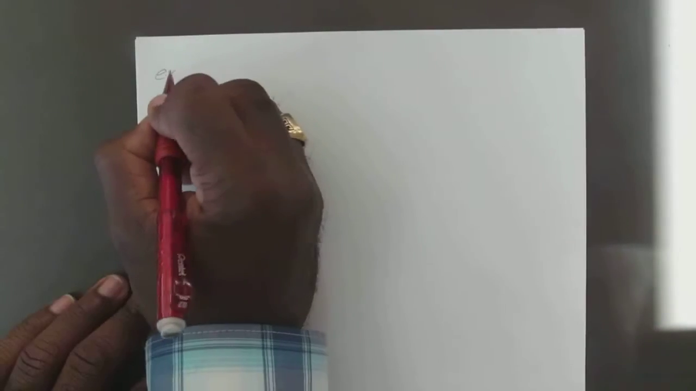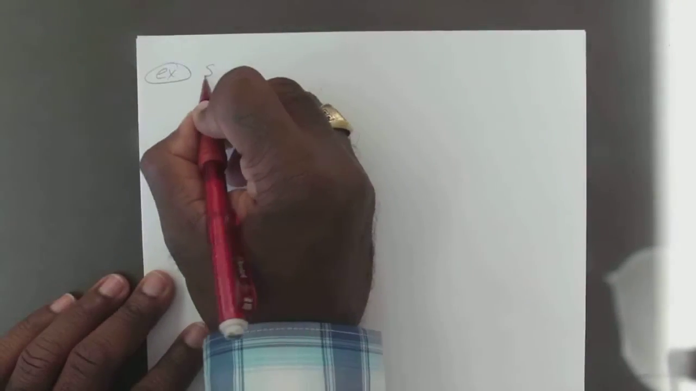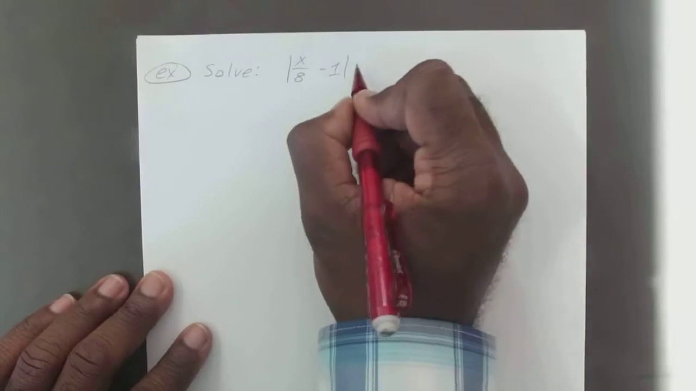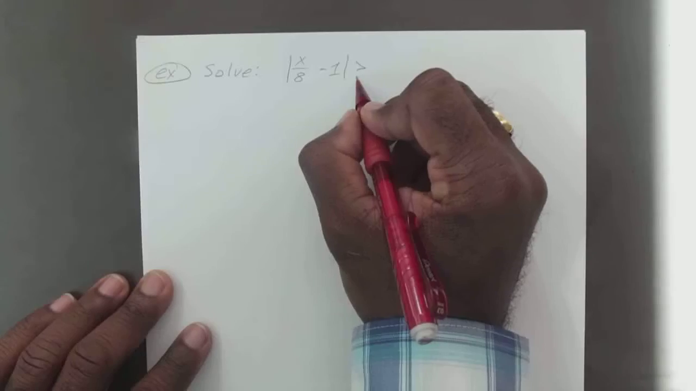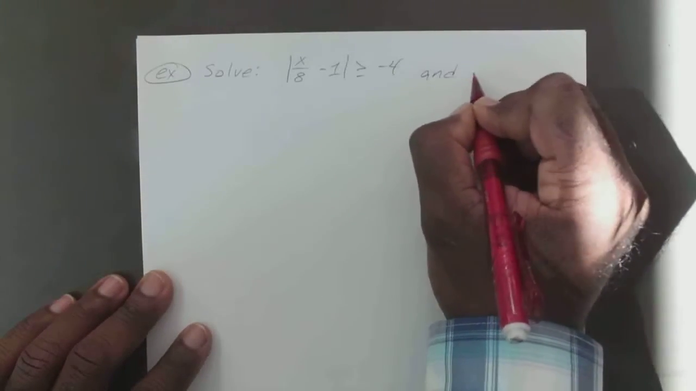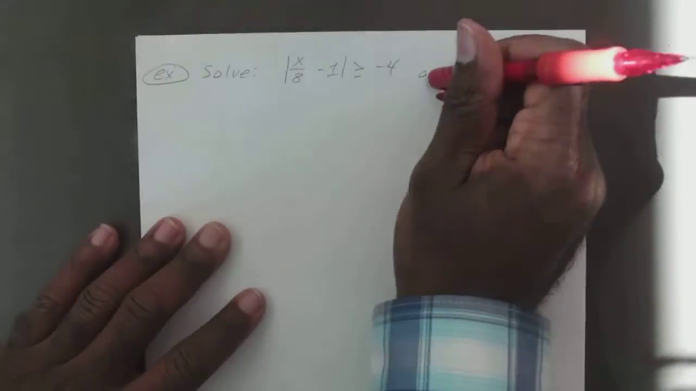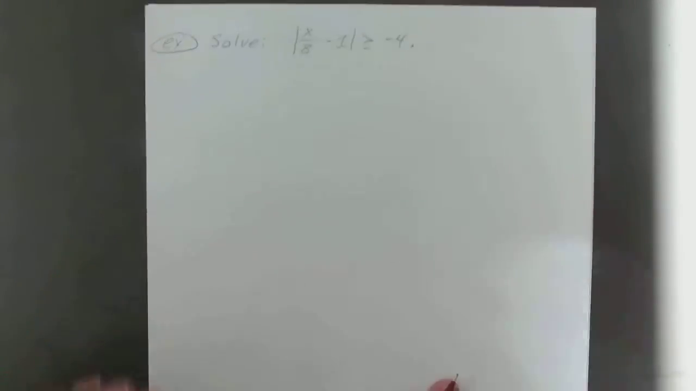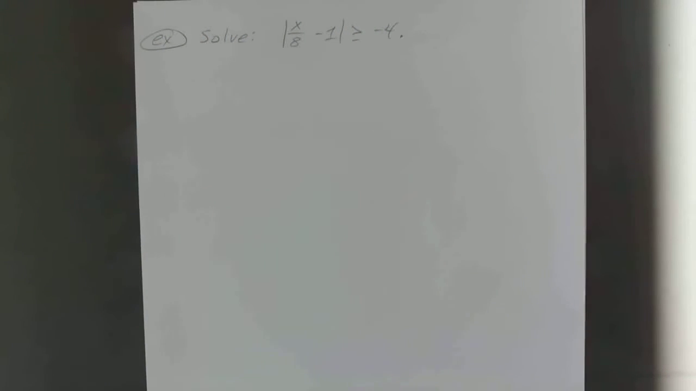Okay, so let's say, for example, you wanted to solve the absolute value of x over 8 minus 1 is greater than or equal to negative 4. We don't need to graph this one. Okay, and I'll give you a little while to solve that one.